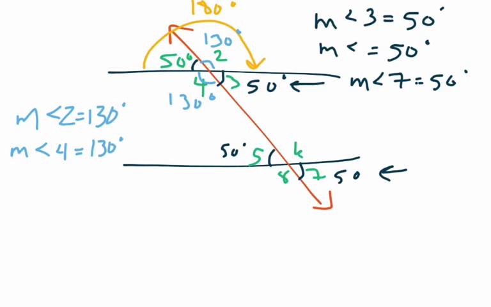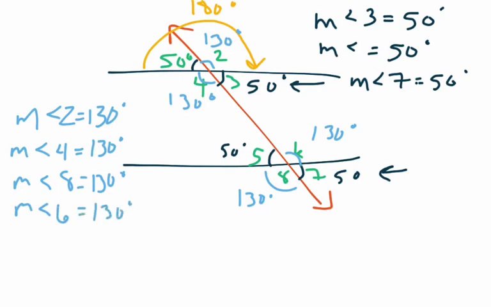I'm going to go a different route. So a corresponding angle to 4 would be 8. So corresponding angles are congruent, so 8 is also 130 degrees. Vertical angle to 8 is 6. That makes it 130 degrees. And that gets us all 8 angles.